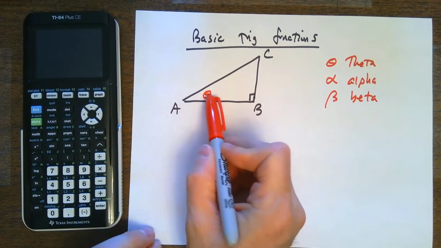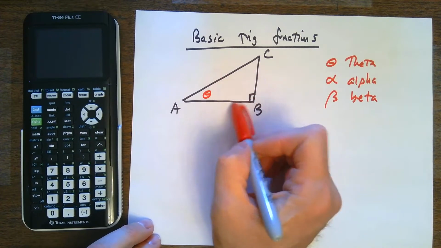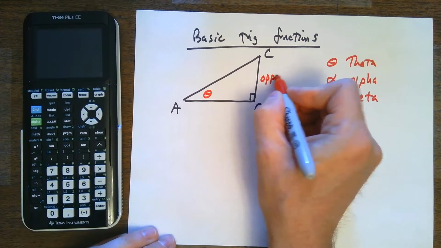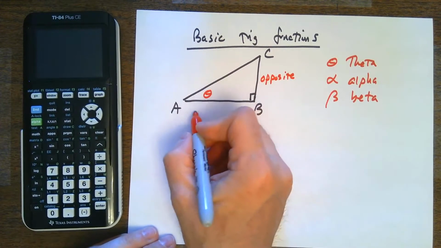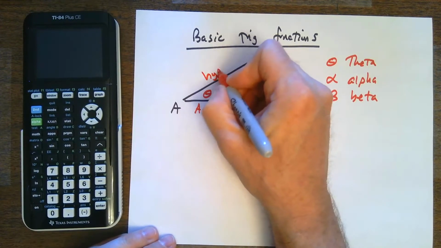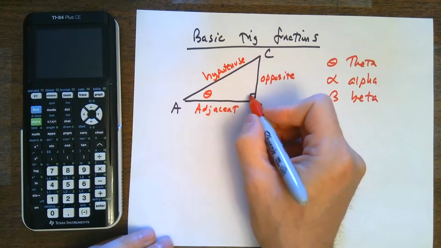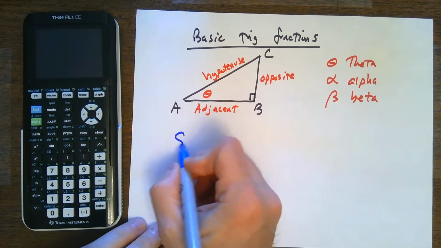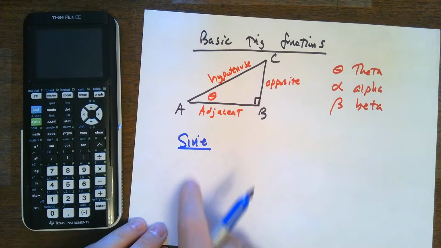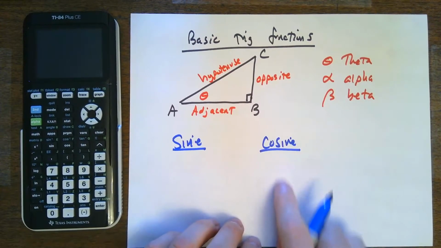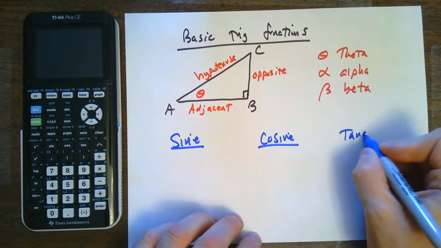All right, so if this is my reference angle, the sides can be named according to the reference angle. This side is opposite from the reference angle. This side is adjacent, or next to, the reference angle. And this is the hypotenuse, the side across from the right angle. The first 3 basic trigonometric functions are sine, cosine, and tangent.